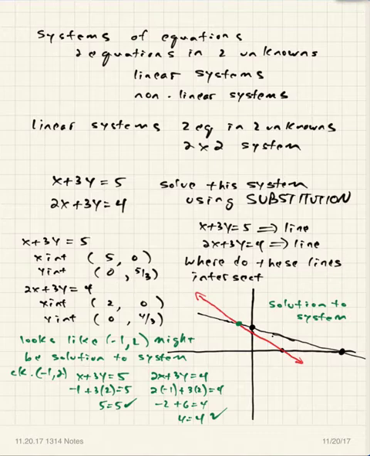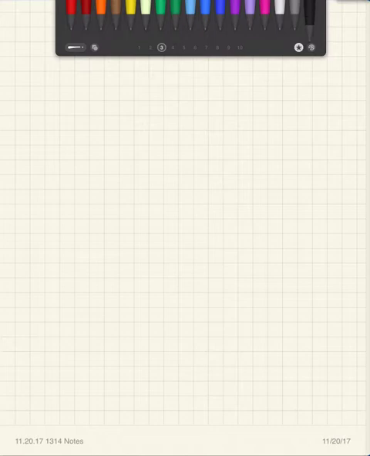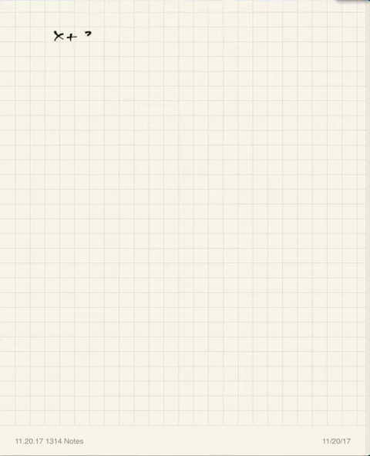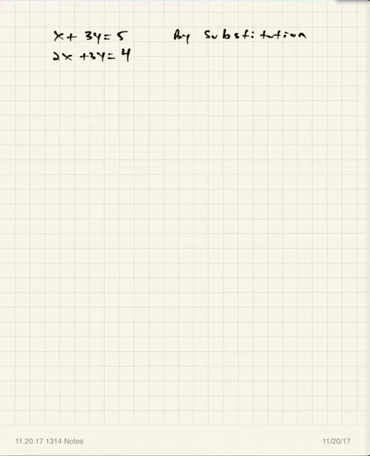Okay, so let's get back to our system then. x plus 3y equals 5, 2x plus 3y equals 4. And so we know that (-1, 2) is the solution to this system. So let's find this algebraically by using substitution. And that's what I'm doing here, is going back and reviewing that method. You should have seen that method somewhere before in an algebra class.